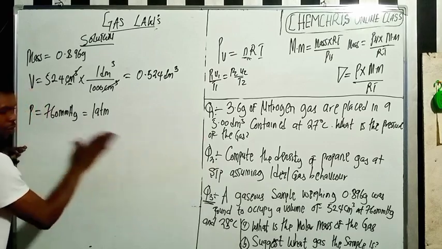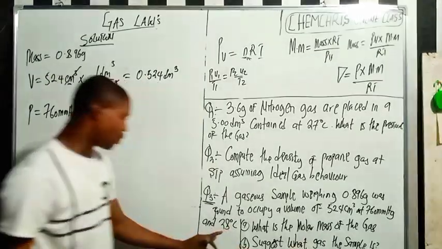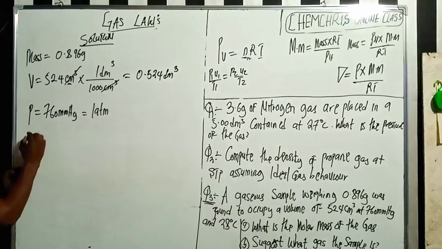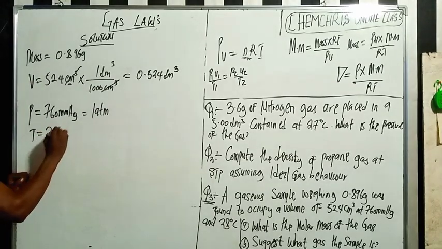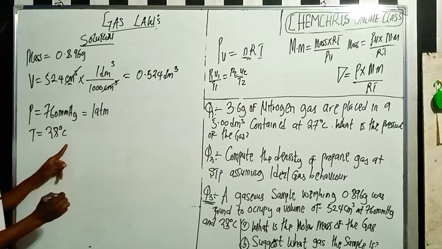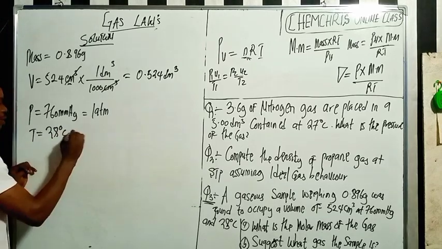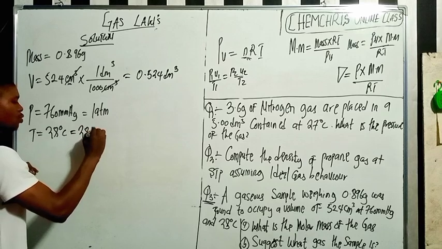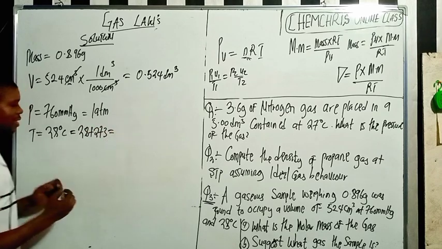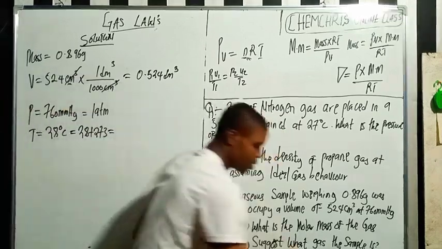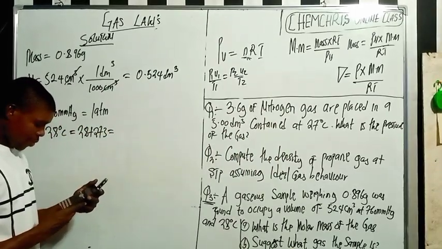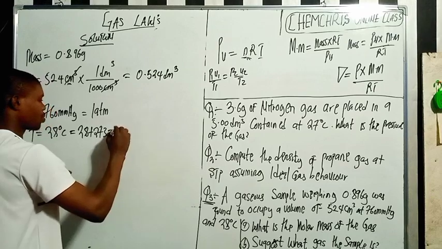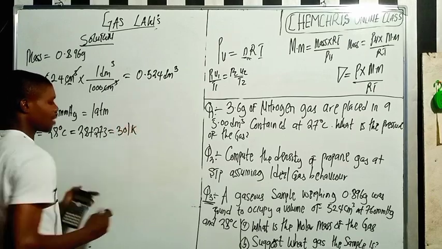The next one to look at is the temperature. My temperature, which is T, is 28 degrees centigrade here. We want to convert to Kelvin. When you convert to Kelvin, we have 28 plus 273. What is the answer? 28 plus 273 gives 301 Kelvin, right?